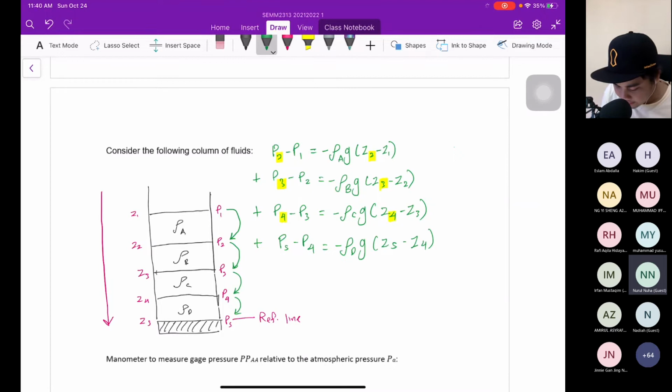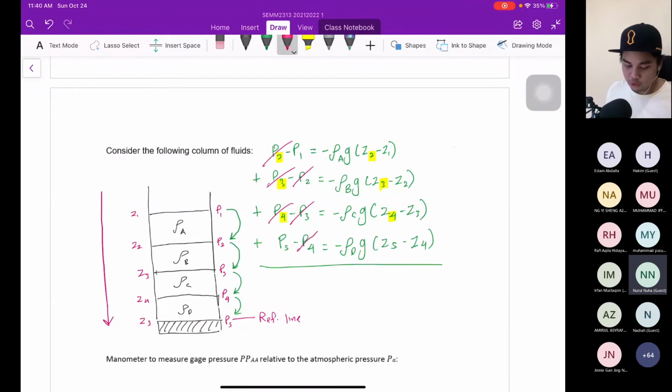And then we make this equation. You can see P2 cancels with P2, P3 cancels with P3. You can see P2 minus P2, P3 minus P3, and P4 minus P4. So finally, what do we have? We have P5 minus P1, or is it P1 minus P5, or P5 minus P1?